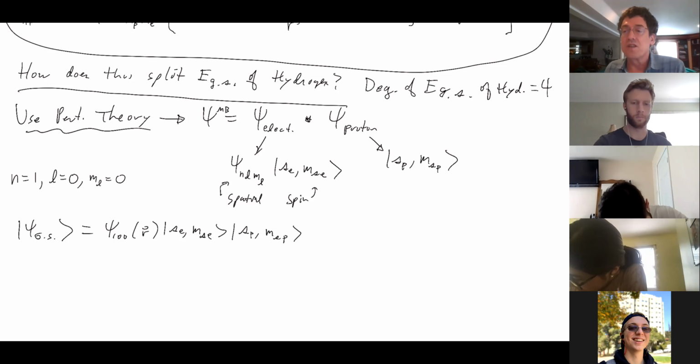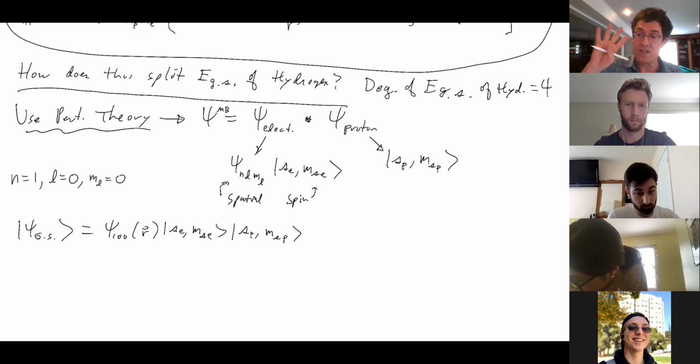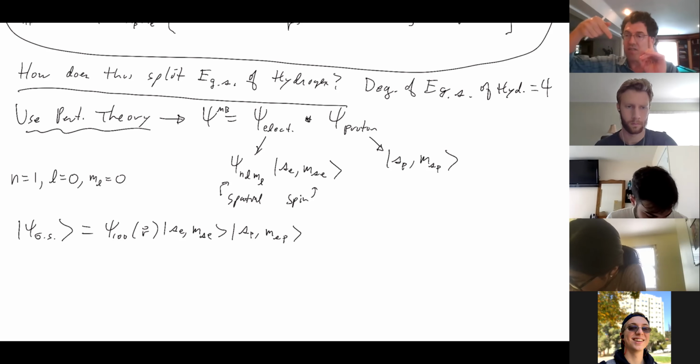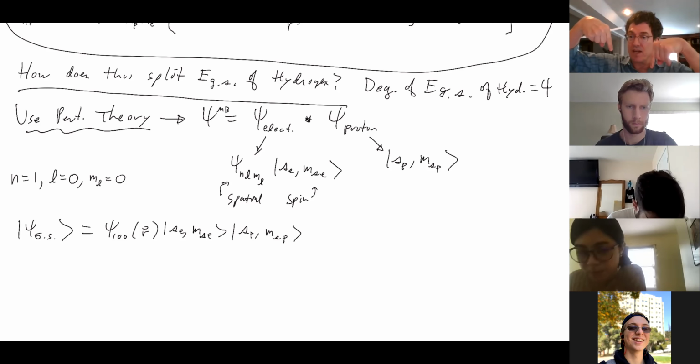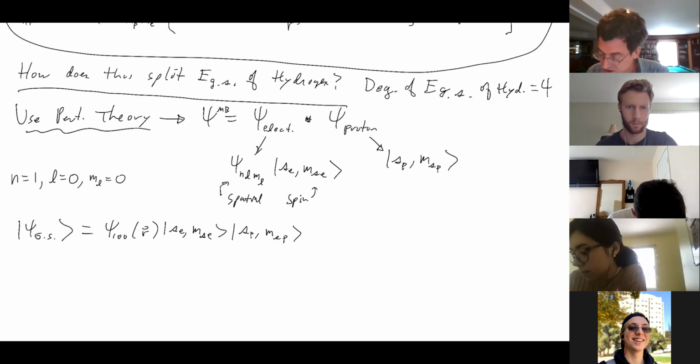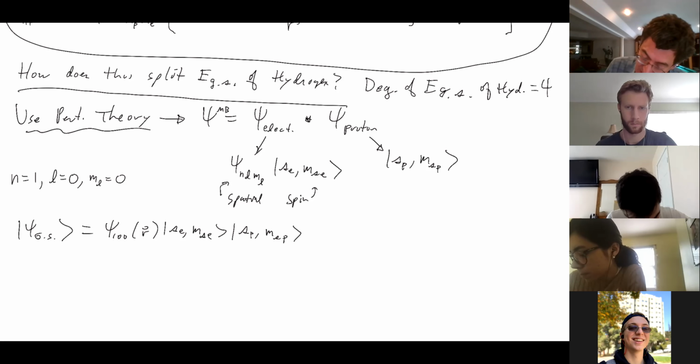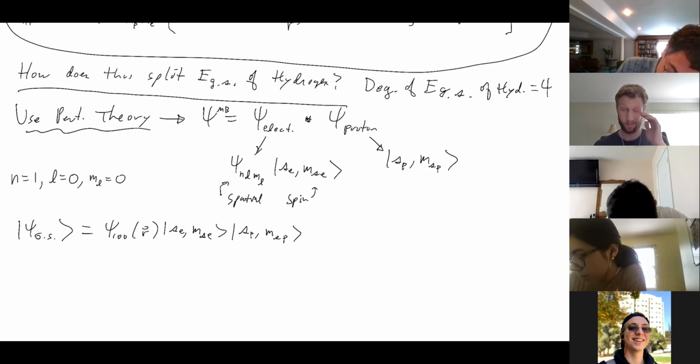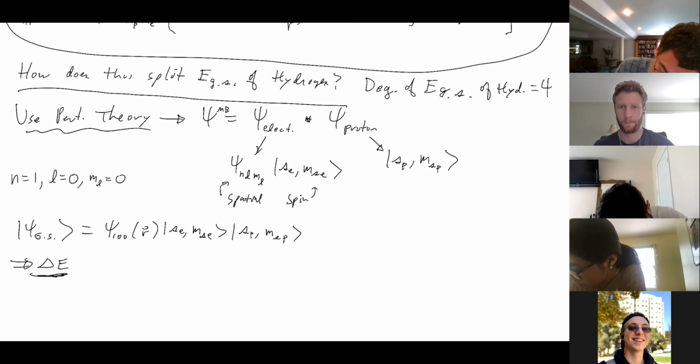Okay, that's the wave function of the ground state of hydrogen. And you can see how it has a degeneracy of 4 because I can have up, up, up, down, down, down, down, up. So there's 4 states here. And so now I want to find the change in energy due to the hyperfine.